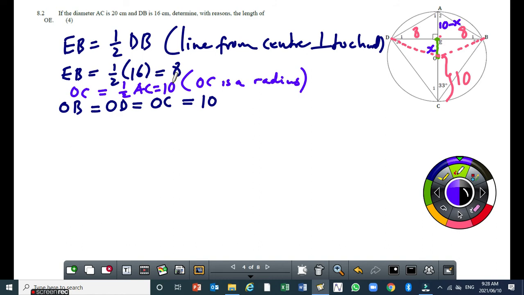Okay, the construction that I just did is just for the radii, so that I can create a triangle and use the theorem of Pythagoras to determine the length of X. But if you can see another method or another way to get OE, you must tell me. I'm open to such a suggestion.